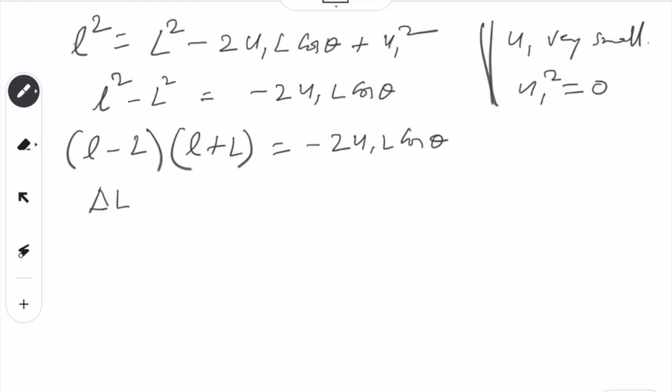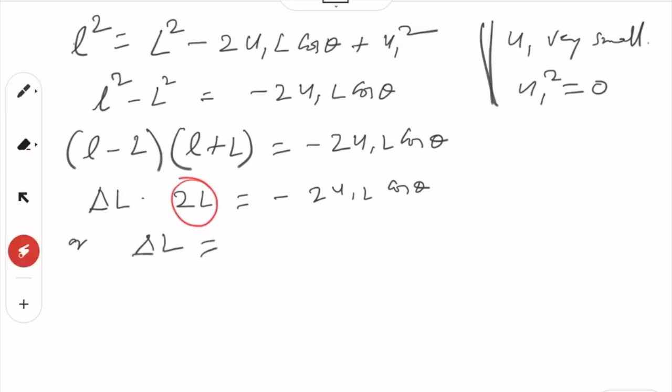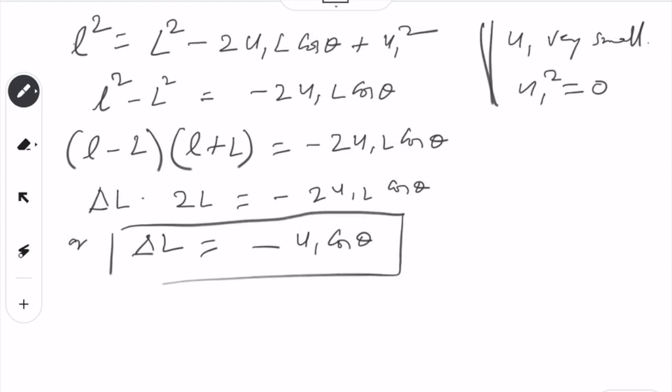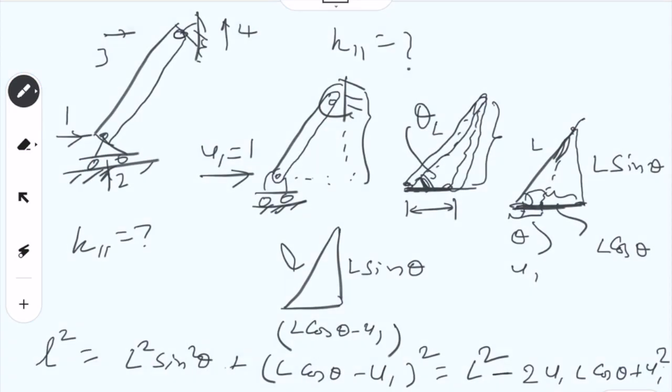What is the difference between the two L's, multiplied by 2L, is equal to minus 2 u1 L cos theta, or simply delta L. We have 2L here and 2L here, so we get minus u1 cos theta. So this tells you the change in length when you move in this direction.